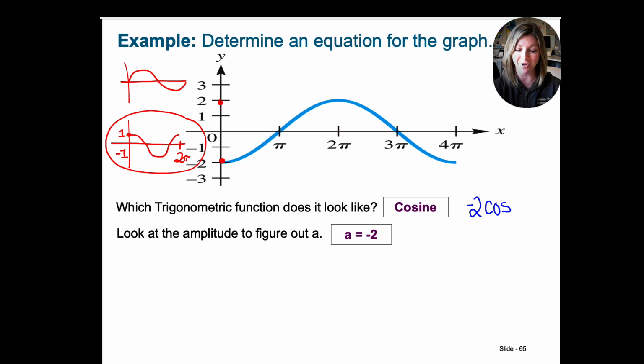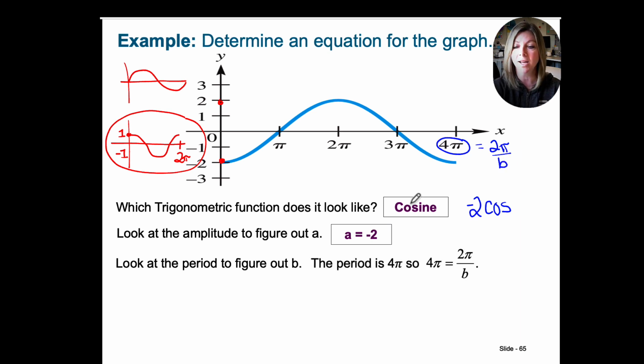All right, after A, we check out B. We know that B affects the period of the graph. So we look at the current period. Well, the parent function has period 2 pi. Our graph has period of 4 pi. So what we're going to do is set 4 pi equal to the parent function's period, which is 2 pi, divided by B. Now we write that equation, and what it does is gives us only one unknown, so we can use that to solve for B.